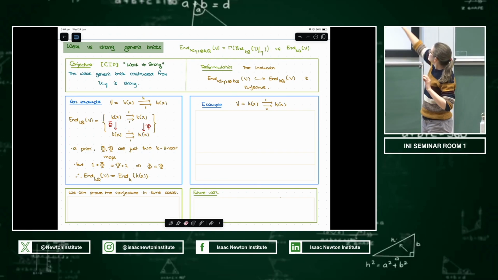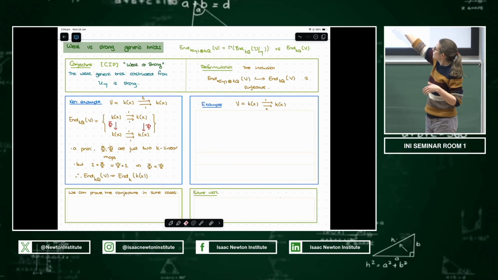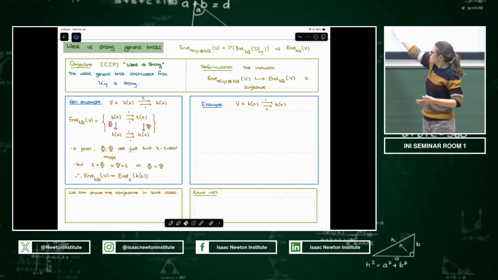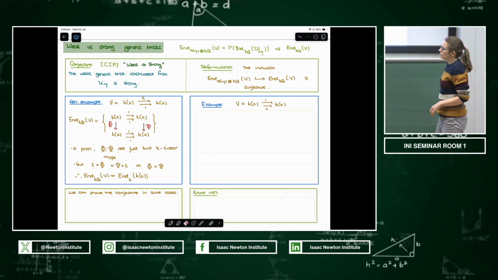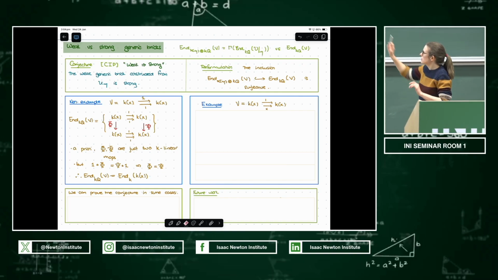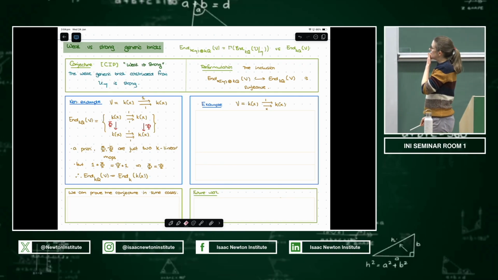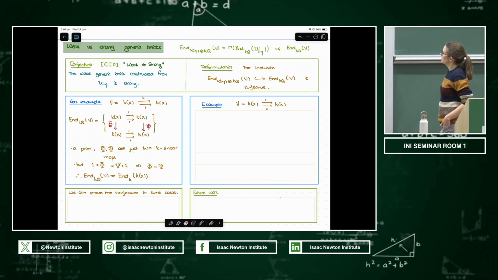Whereas if I tried to calculate maps that were linear over KQ and KX, then I would get something much, much smaller. So in general, there's no reason why this inclusion should be surjective, but here is an example of something which is coming from a universal sheaf.